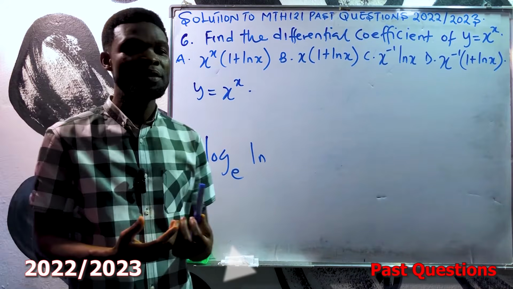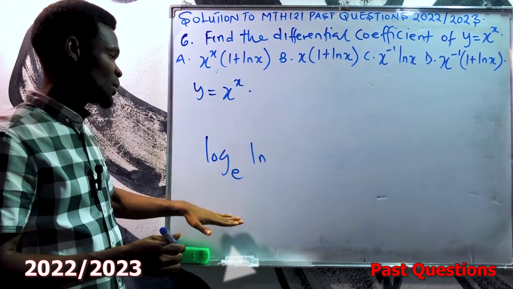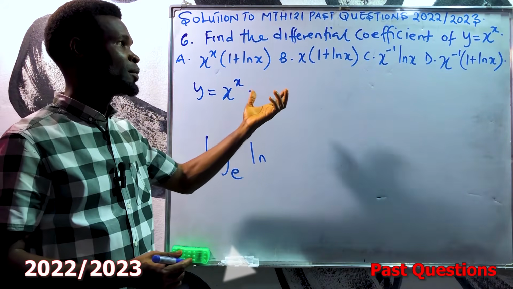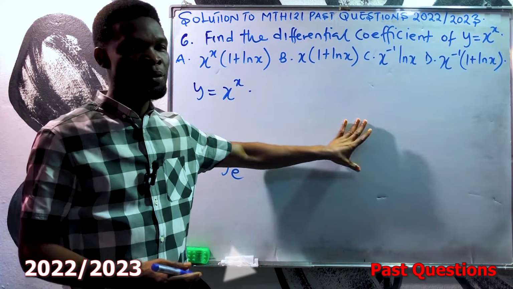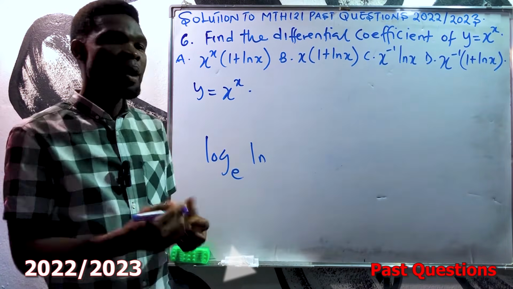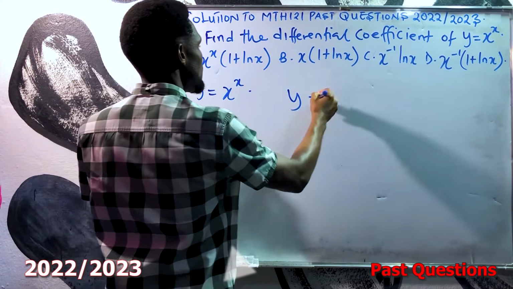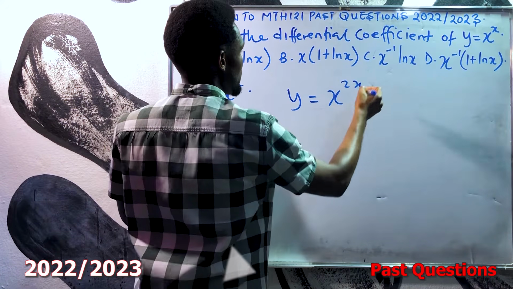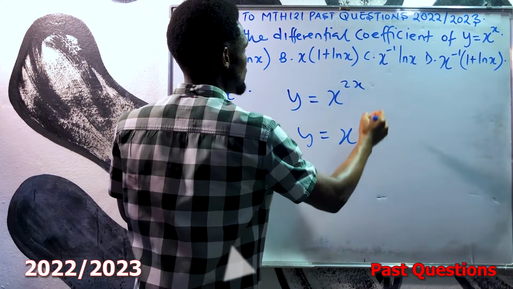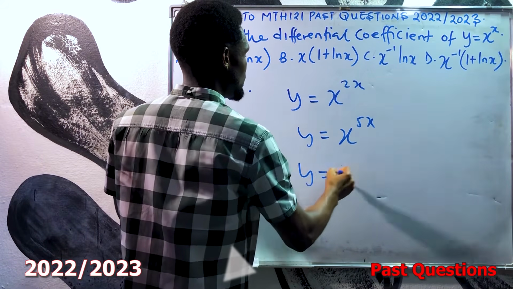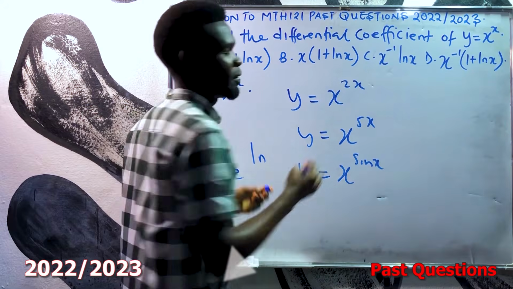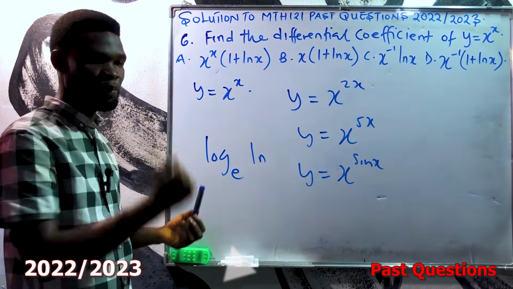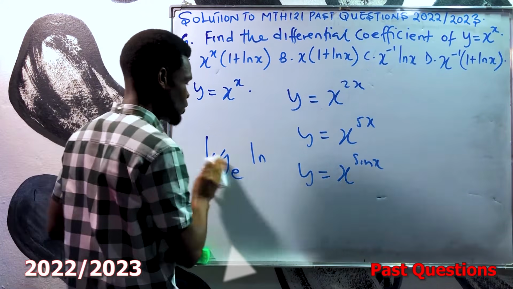For the sake of clarity, I will take a little step to arrive at the answer, so I can then explain the shortcut for you to really understand. Because what happens if you go to the exam and you come across y equals x raised to power 2x, or y equals x raised to power 5x, or y equals x raised to power sine x, and then it changes, what will happen? So that's why I want to explain a little bit for better understanding.